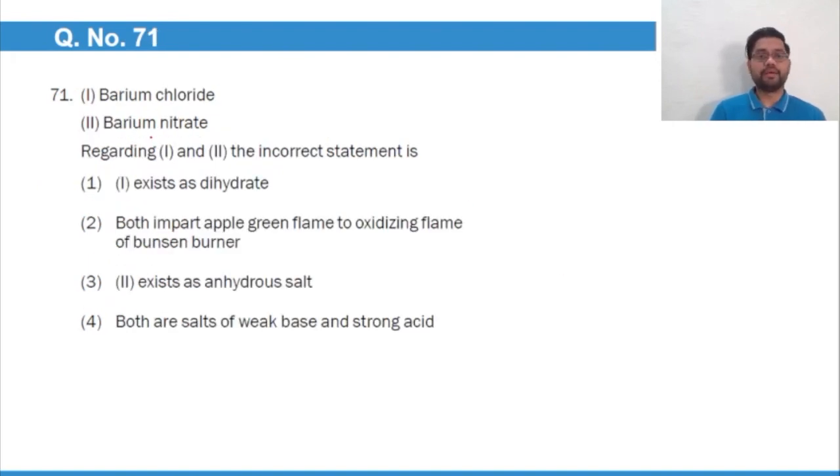Next, barium chloride, barium nitrate. Regarding 1 and 2, the incorrect statement is: the first exists as dihydrate, true. Both impart green flame to the oxidizing flame of Bunsen burner, true. The second exists as anhydrous salt, true. Both are salts of weak acid and weak base, false. They are salts of strong base and strong acid, and hence option number 4 is the right answer.